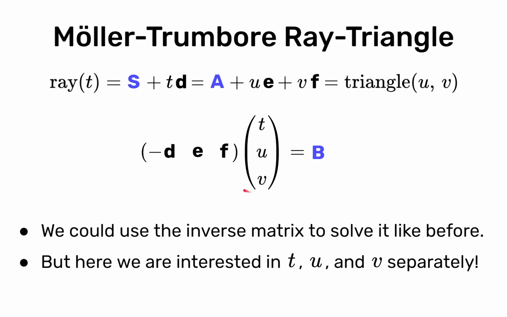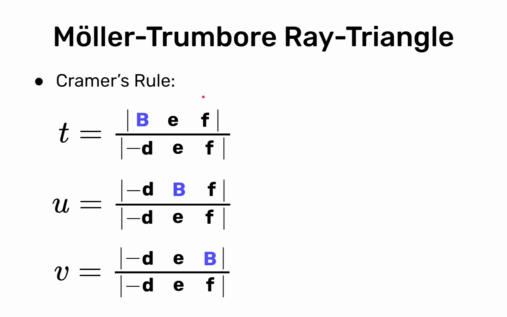However, we are not interested in the entire solution in one go. We actually want to know t, u and v separately and start calculating them one at a time. Because let's say that in the solution t will be negative. Then we know that the ray doesn't actually hit the triangle. The triangle is on the negative side of the ray, so we can already stop calculating. This is the reason we want to know t, u and v separately, one at a time, so we can have these early exits. There is this technique called the Cramer's rule.